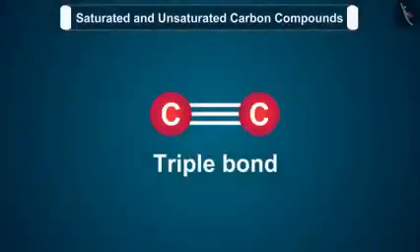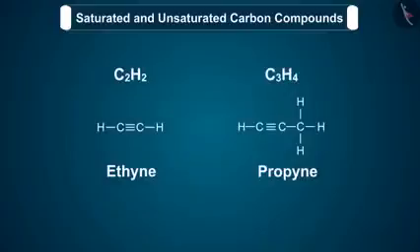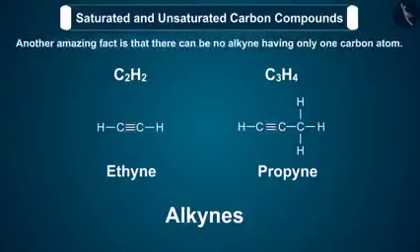Let us now discuss the alkynes. These are unsaturated hydrocarbons in which the two carbon atoms are connected by a triple bond. So, the alkynes contain a triple bond between carbon atoms, which is formed by the sharing of three pairs of electrons. Ethyne and propyne are alkynes because they contain a triple bond between two carbon atoms. Also, another amazing fact is that there can be no alkyne having only one carbon atom.